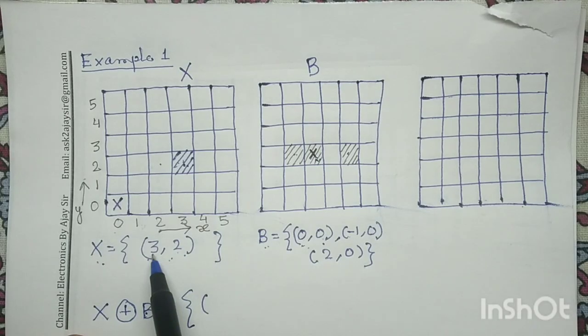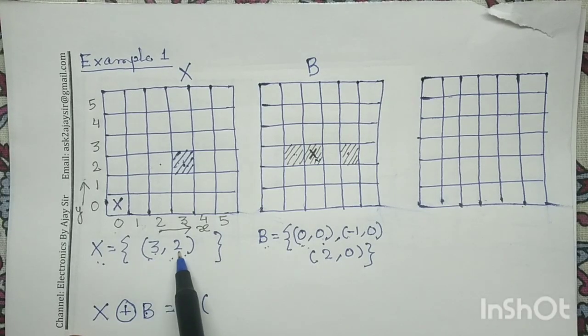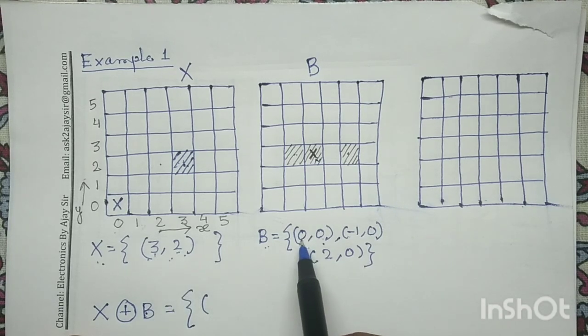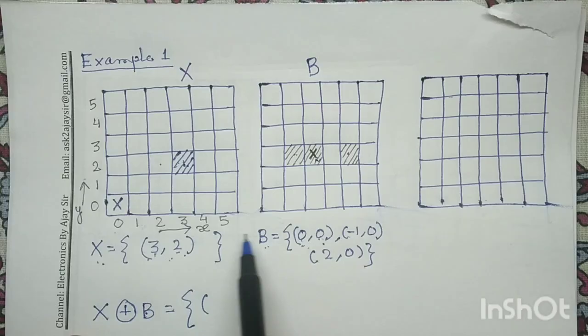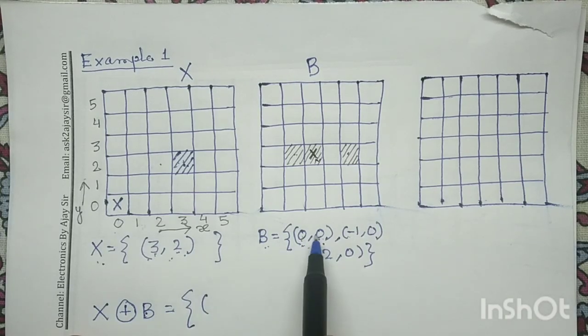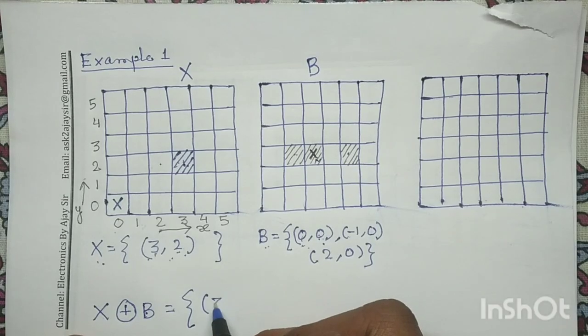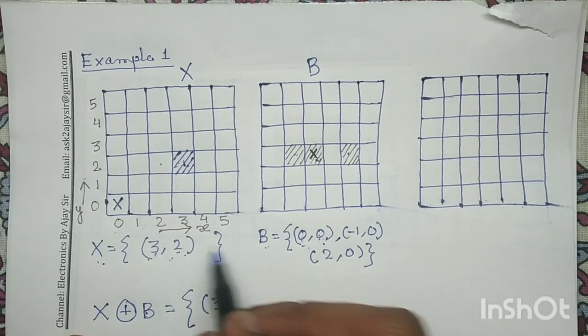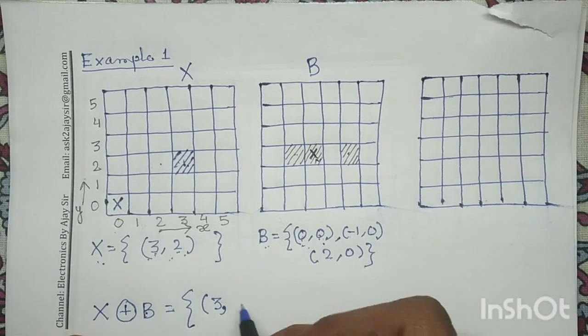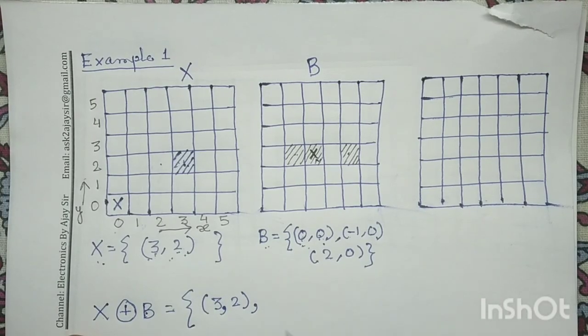See, in vector addition, this is my x coordinate and this is my y coordinate. Here my x coordinate is 3 and my y coordinate is 2. In 0, 0, the first 0 represents my x coordinate and the second 0 represents my y coordinate. So whenever we perform vector addition, we add the x coordinate with x and the y coordinate with y. So 3 added with 0 gives me 3, and 2 added with 0 gives me 2. So we have added 3, 2 with 0, 0.